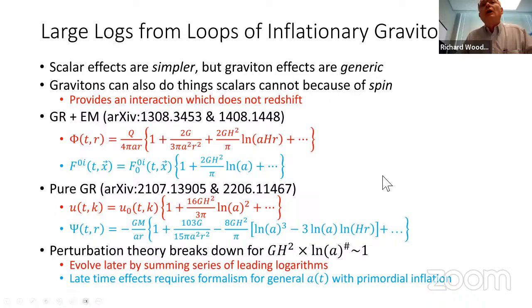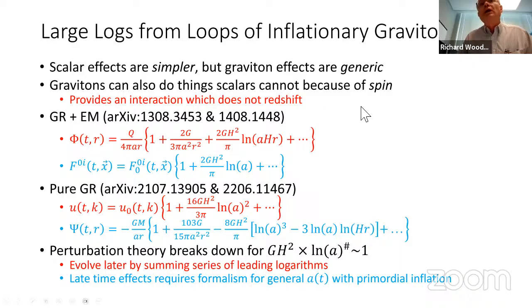But gravitons can do things which scalars cannot, and they're also generic. We believe that general relativity is the low energy theory of gravity. So nobody can say, gosh, that's the wrong model of gravity. It's certainly the right model of gravity. And they can do things that scalars can't do.